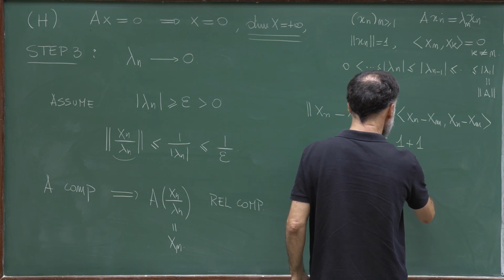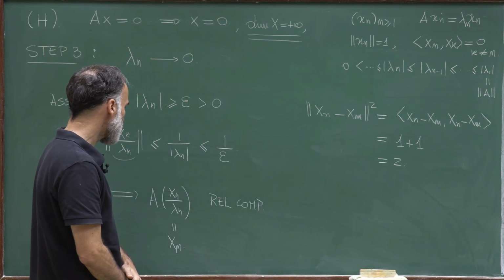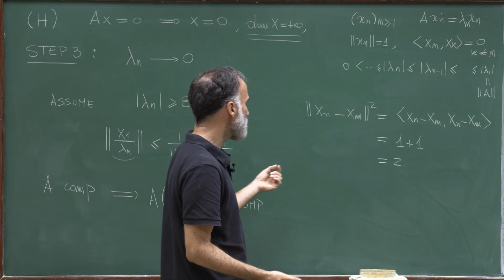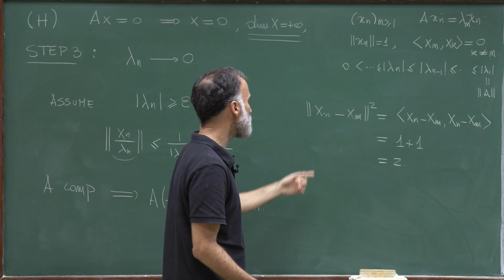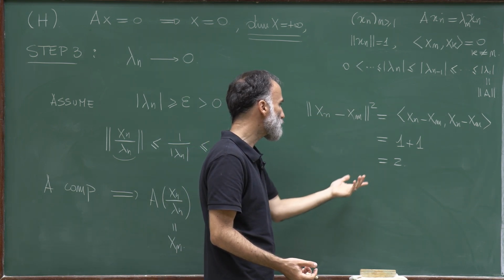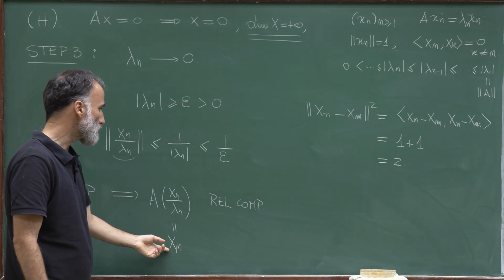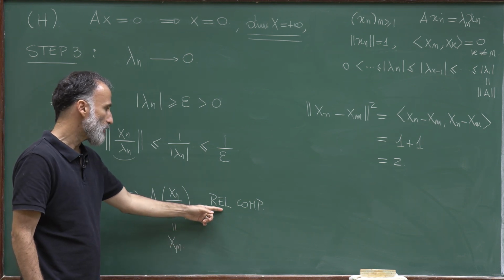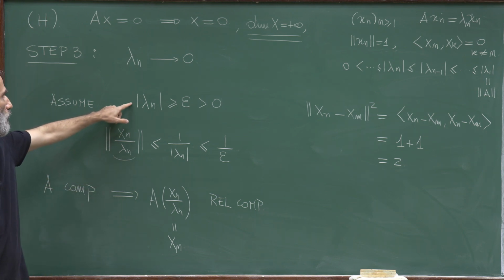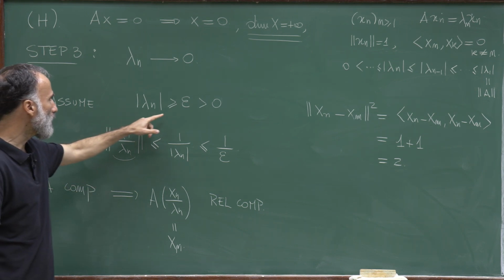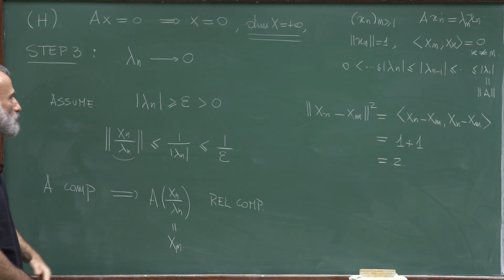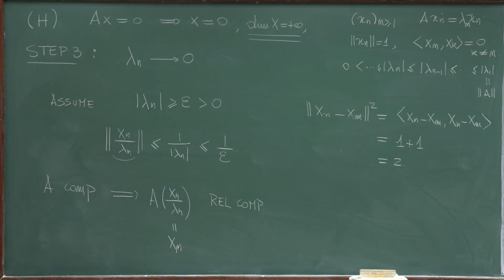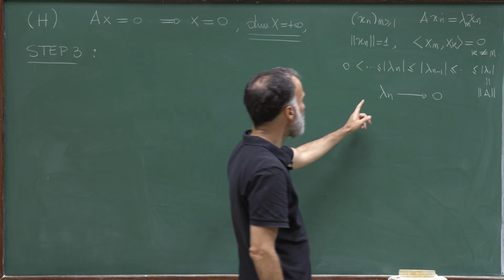So this gives you 2, and therefore any subsequence cannot converge, because if you take any two different terms, they are at distance square root of 2. So any subsequence will never be a Cauchy sequence, and therefore any subsequence will not converge. So it's not true that xn is a relatively compact sequence, and therefore we get a contradiction by assuming that lambda n is larger or equal to a strictly positive constant epsilon. So this proves that lambda n converges to 0. So we just proved that lambda n converges to 0.